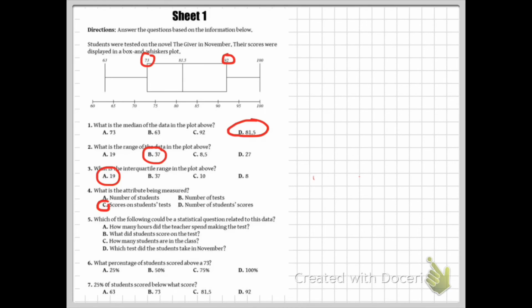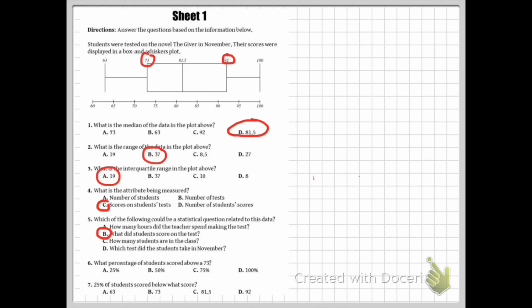So which of the following could be a statistical question related to this data? How many hours did the teacher spend making the test? Nope, that's not mentioned at all. What did students score on the test? That's what we have. But let's just go through the rest. How many students are in the class? Nope. Which test did the students take in November? Yeah, it does say that, but we're looking at the numerical data. It has nothing to do with numbers there. So our best fit would be B.